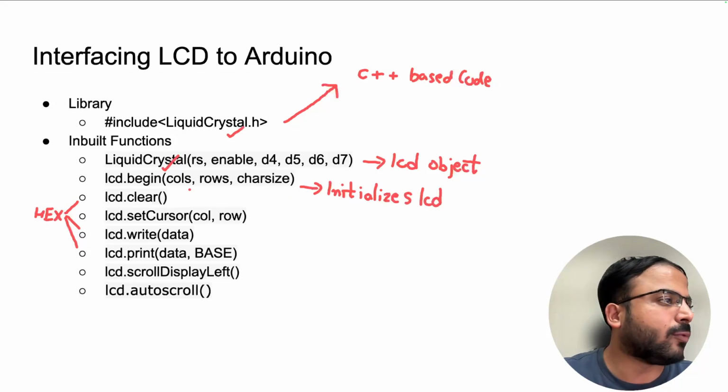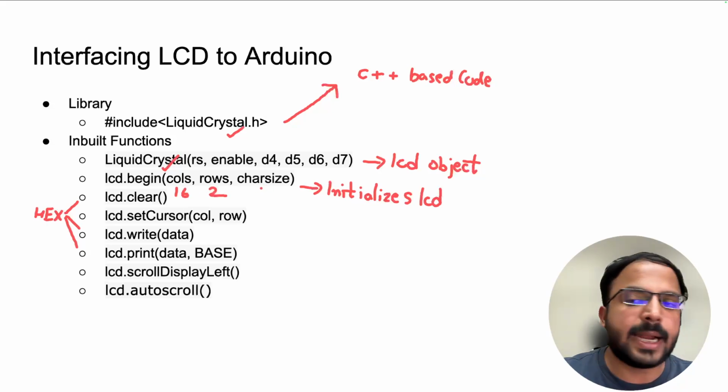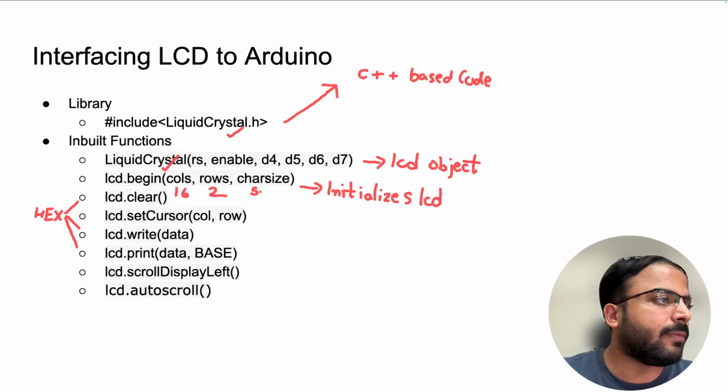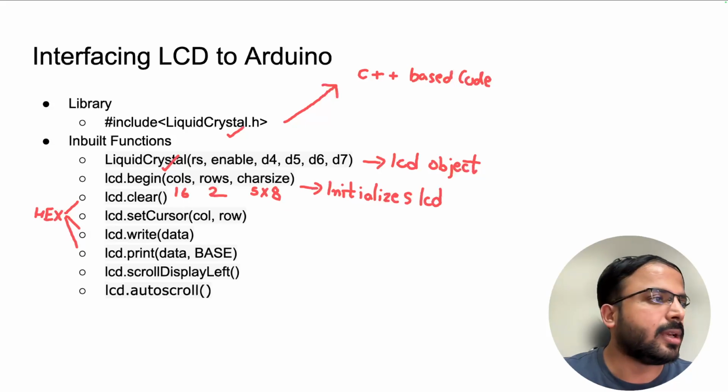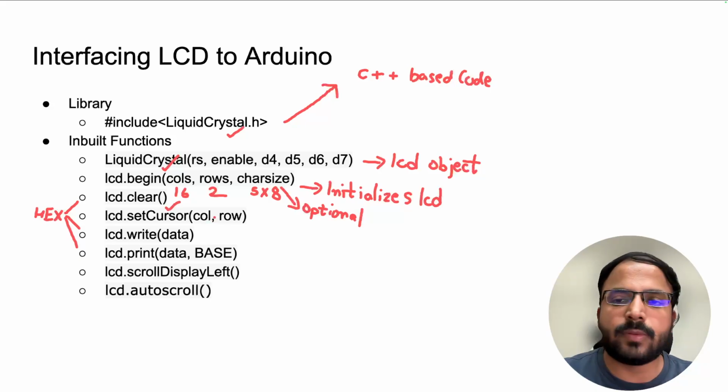And what you have to give is the columns and rows. Columns is 16, rows is 2, and the last parameter is optional, but the default is 5 by 8. You can have 5 by 10 also. One character consists of 5 by 8 pixels, a total of 40 pixels. This parameter is optional, you don't need to give this. Now lcd.clear will clear your screen. Once you have written anything, you can call lcd.clear and clear it.